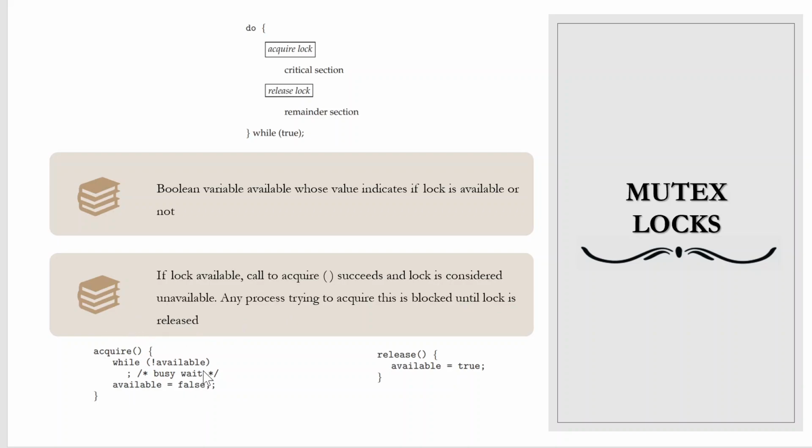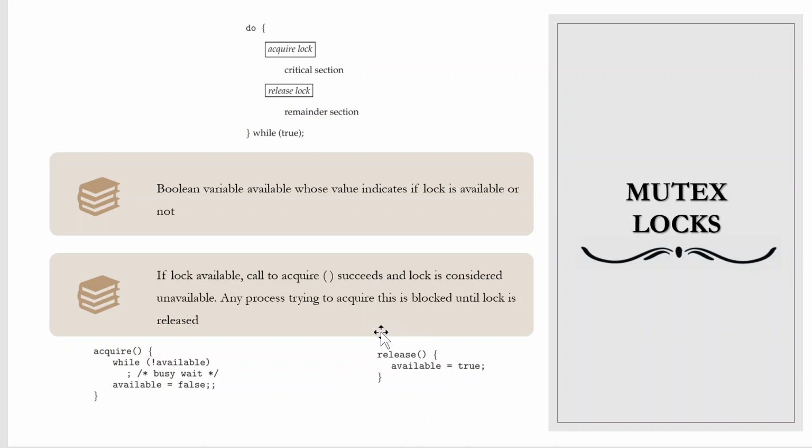This is the definition for acquire. Here it is clear that the while loop executes based on the value of available. If the value of available is false, it means that this lock has been already acquired by some other process. Hence, this process will go into a busy wait state. When the other process releases the lock, it will set that available value to true. Hence, this while loop will break and this process will set available value to false and acquire the lock.